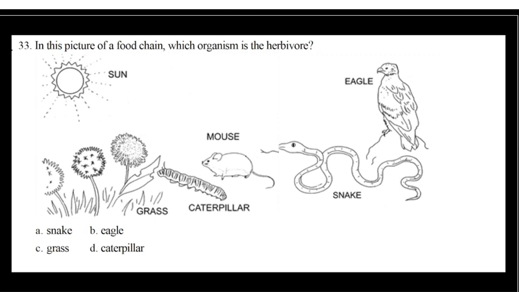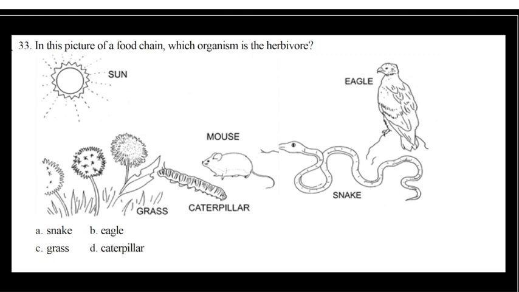I'm going to give you a few seconds to look at it. In this picture of a food chain, which organism is the herbivore? Remember, a herbivore is an organism that only eats grass. The answer choices are snake, eagle, grass, and caterpillar.